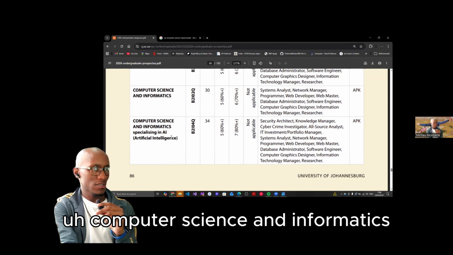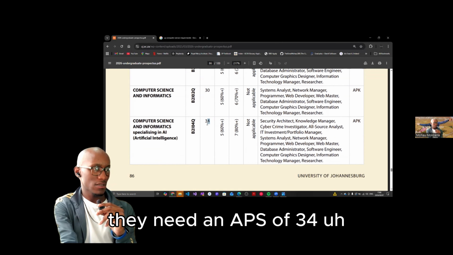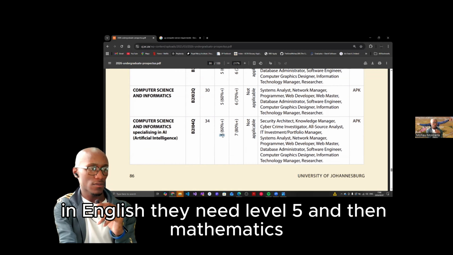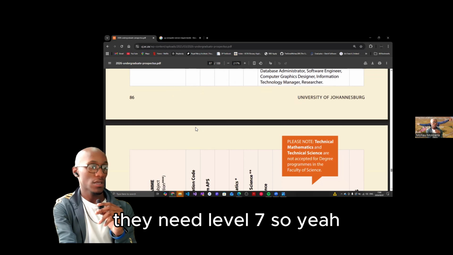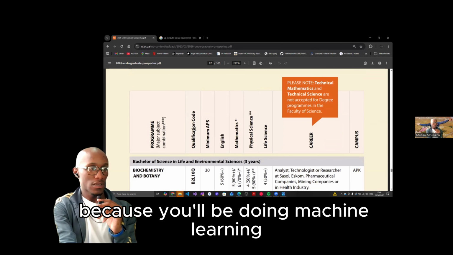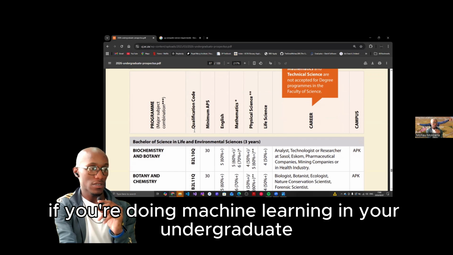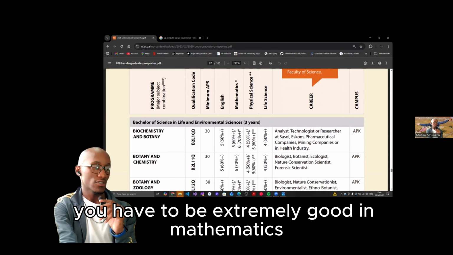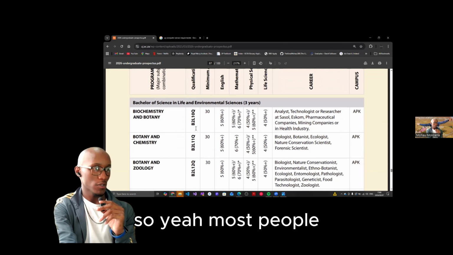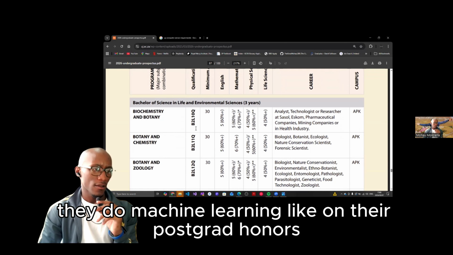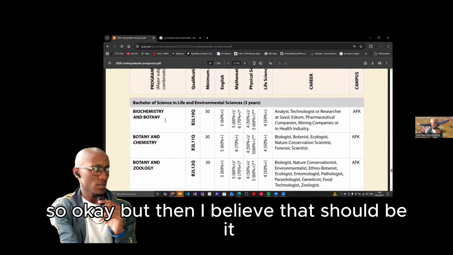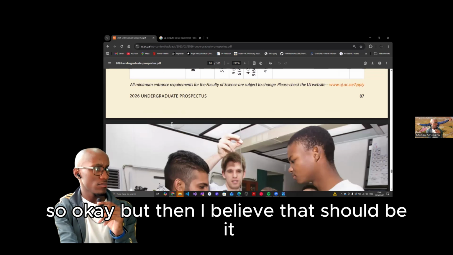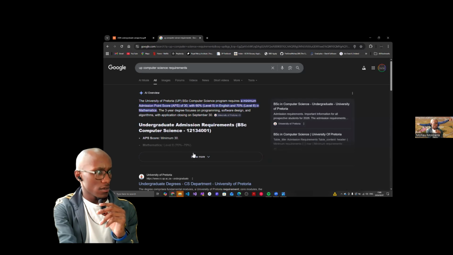Computer science and informatics, specializing in artificial intelligence, they need an APS of 34. In English, they need level 5, and then mathematics, they need level 7. So yeah, because you'll be doing machine learning. If you're doing machine learning in your undergraduate, you have to be extremely good in mathematics. So yeah, most people do machine learning in their postgrad honors. So okay, but then I believe that should be it.